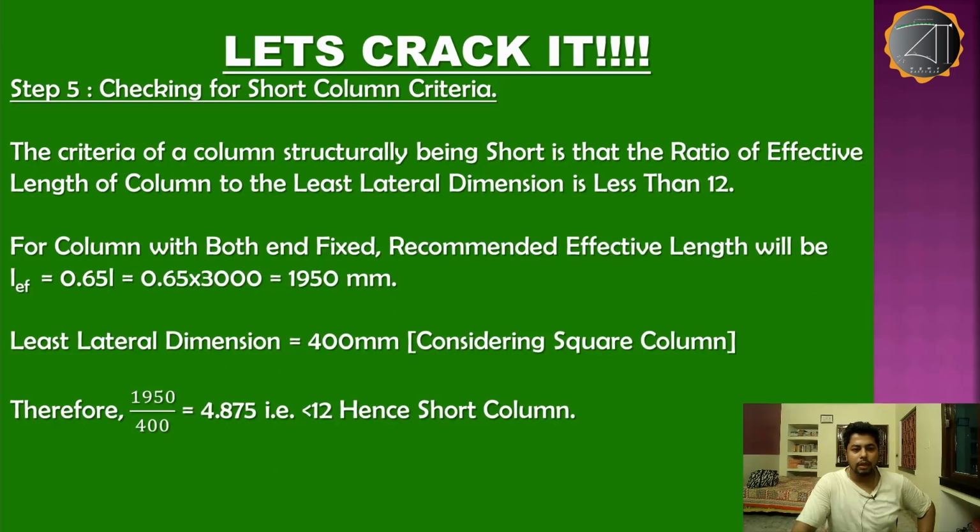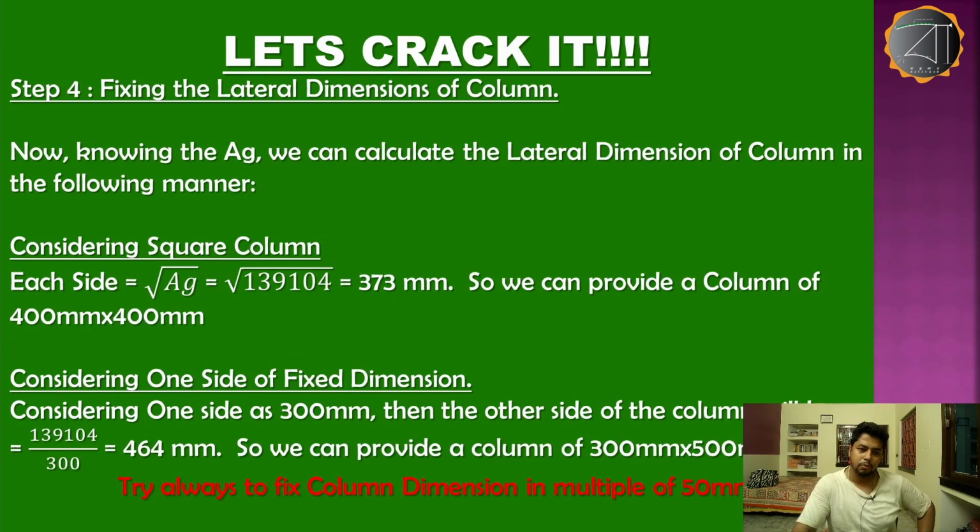Okay. Now, if we want to produce a square section, then it is alright, we can just simply square root it, but if we want to produce a rectangular section, then we have to fix one dimension and calculate the other dimension. Considering one dimension as 300 mm, we can simply divide the gross cross sectional area by that fixed lateral dimension, and then definitely we are going to get the other dimension. Now, if we fix one side as 300 mm, we will get the other side as 464 mm. So, we can practically put a column of 300 mm by 500 mm also.